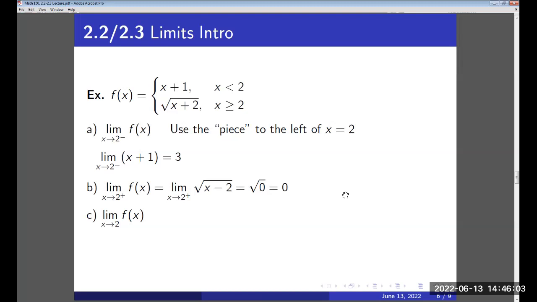Okay, finally, these were both one-sided limits. Now we've got a two-sided limit. What would be the answer to the two-sided limit? Just x approaches 2.